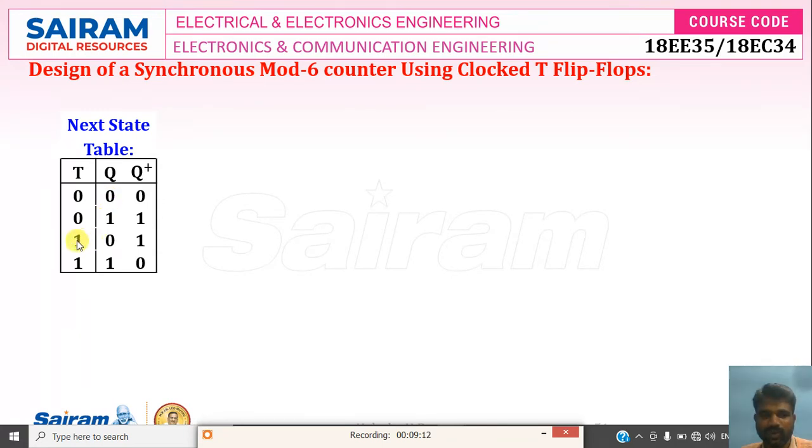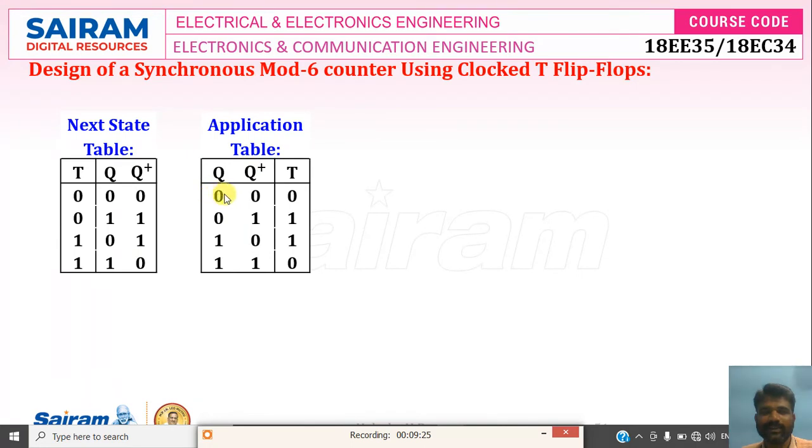Okay. In the next two combination, T is 1. When T is 1, next state is complement of present state. See, here it is 0, so it is 1. It is 1 and 0. Now let's derive application table. Same thing, 0 to 0 transition, 0 to 1, 1 to 0, 1 to 1. See, 0 to 0. Here 0 to 0 occurs now. So that time T value is 0. And for 0 to 1 transition, here occurs now. So that time T value is 1. And 1 to 0 transition, here 1 to 0 transition, so T value is 1. Next to 1 to 1 transition, here 1 to 1 transition, T value is 0.